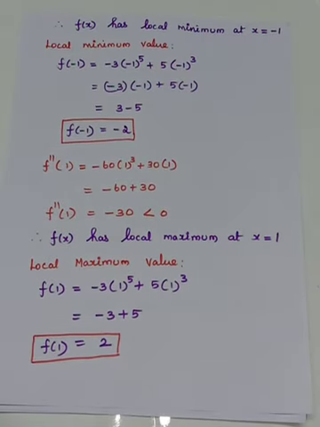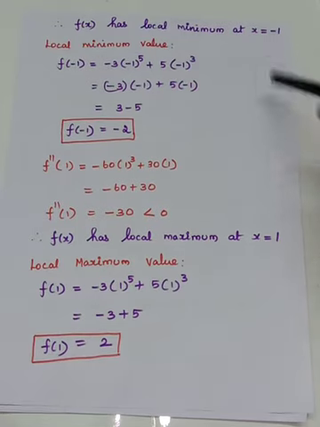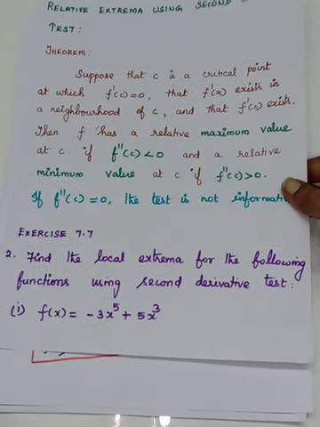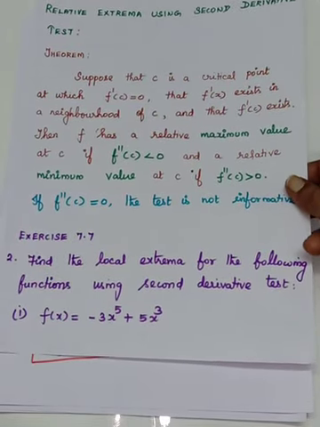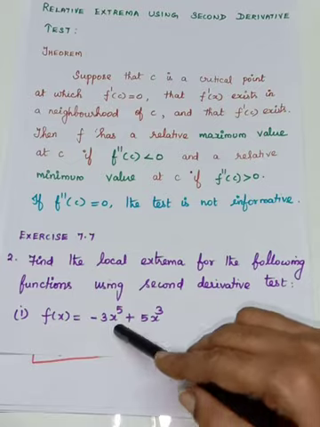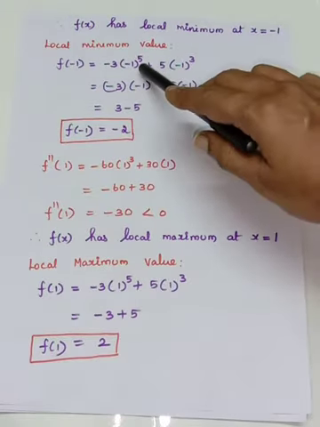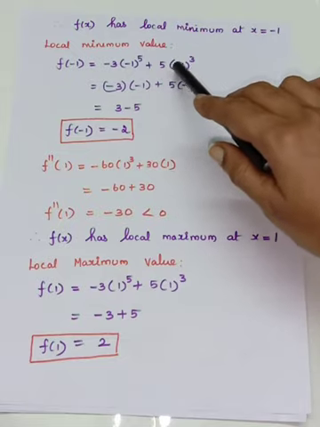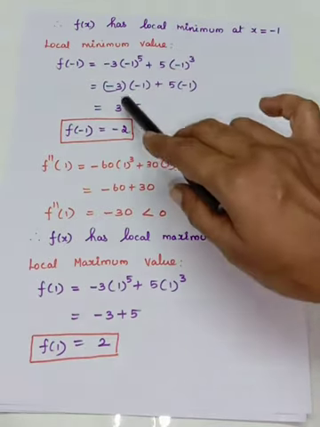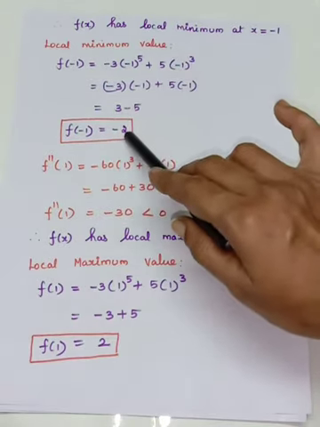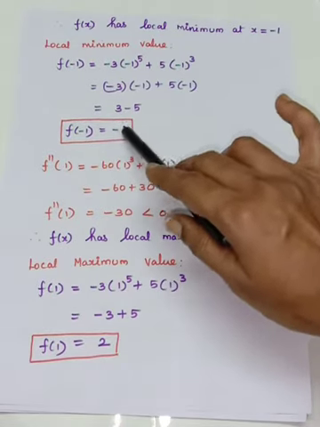Next, what you have to find is the minimum value. That means x is equal to minus 1, you have to substitute in f of x. So what is your f of x in your problem? That is minus 3x power 5 plus 5x cube. In that, you have to substitute x as minus 1. Minus 3 into minus 1 the whole power 5 plus 5 into minus 1 the whole cube. So the answer is 3 minus 5, that is minus 2. This is the minimum value.